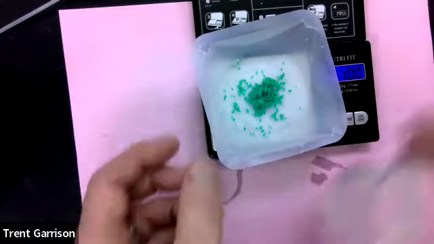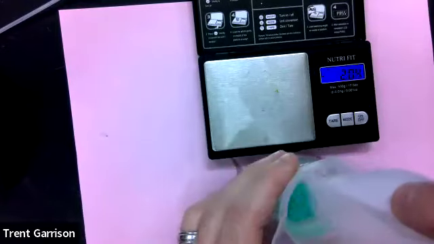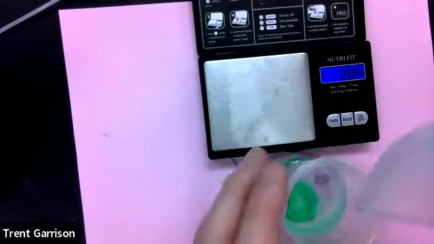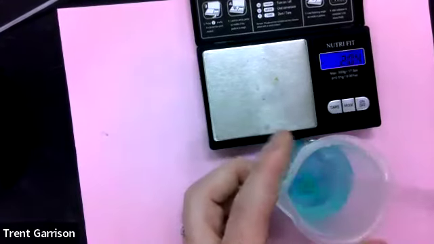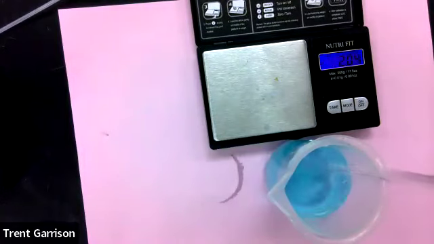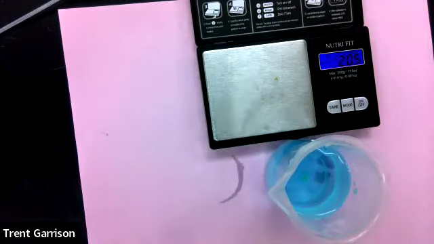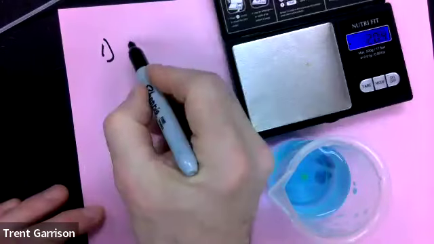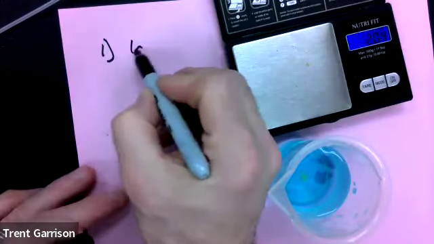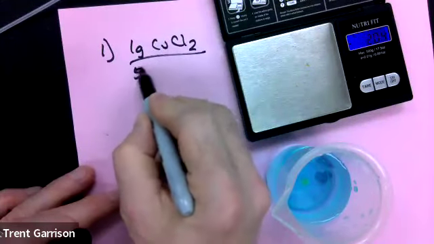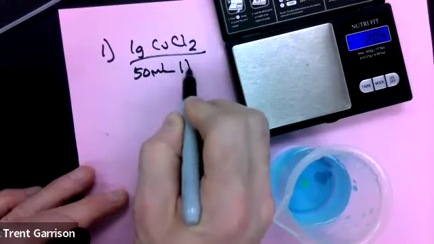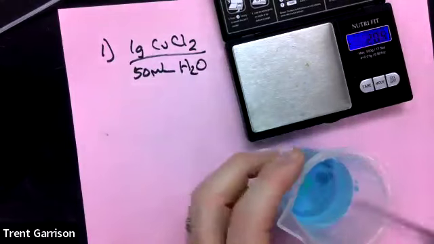Okay, so I'm going to put that into my 50 milliliters of water. And what you should see is after we stir it, that we get a different response. It has completely dissolved. All right, so I'm going to write down, I've got my first material, and I put in 1 gram of copper chloride for every 50 milliliters of water. Okay. So what is that going to do?